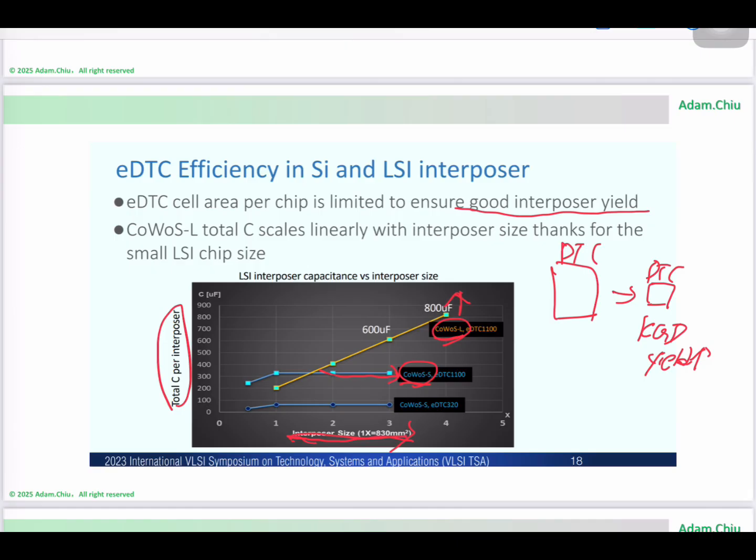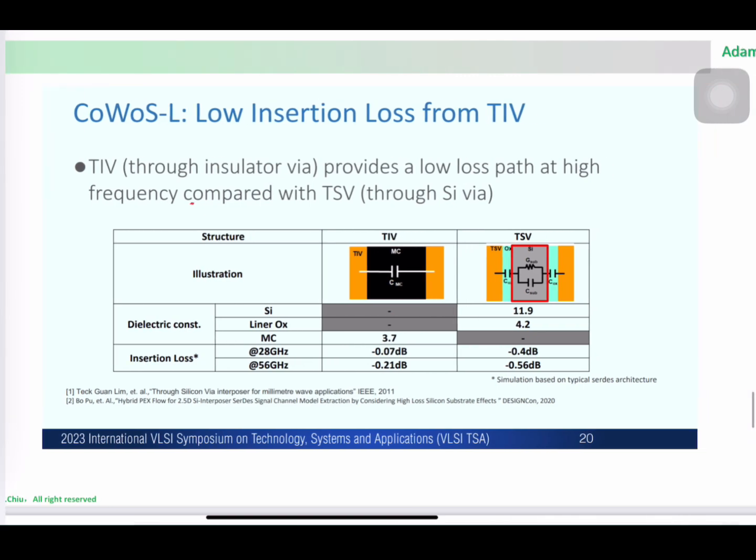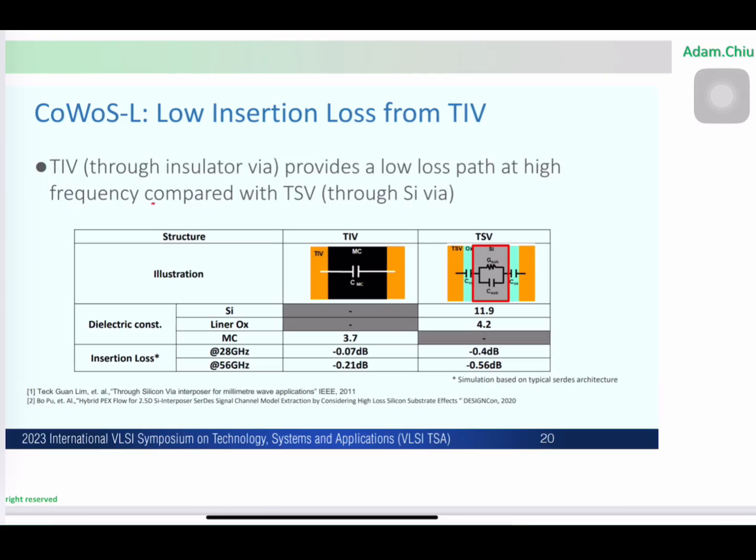And another important advantage of CoWoS-L is that when high-frequency signals pass through its TAV, through insulator via, its decay is much smaller than that of traditional silicon TSV. This is also due to parasitic capacitance effects. Just remember this clearly, because parasitic capacitance effects cause my high-frequency signals in CoWoS-S to decay, whereas high-frequency signals used in CoWoS-L will not decay as much.